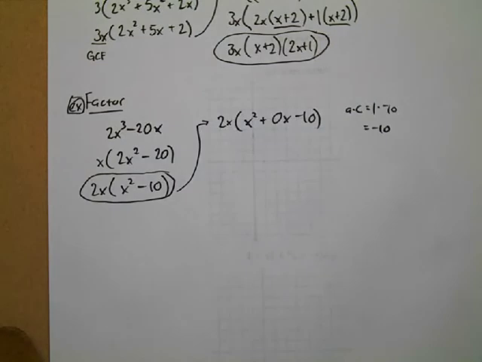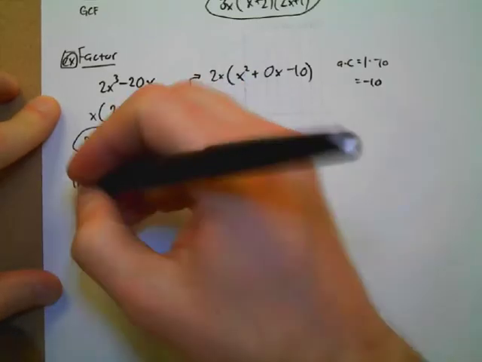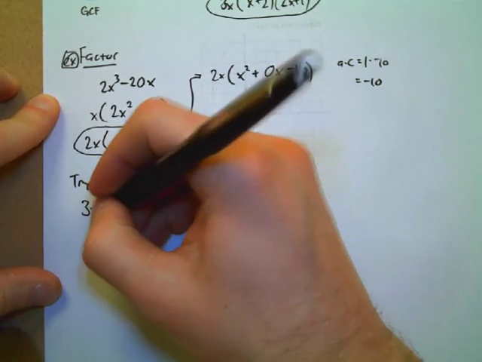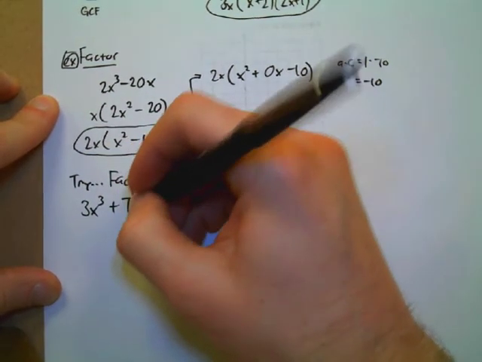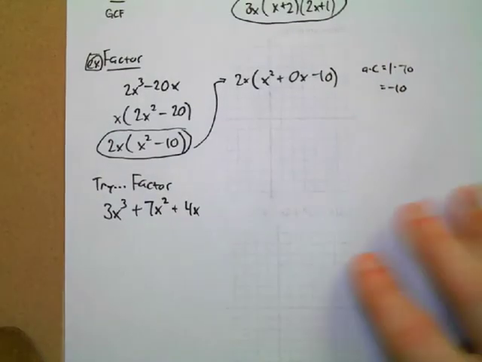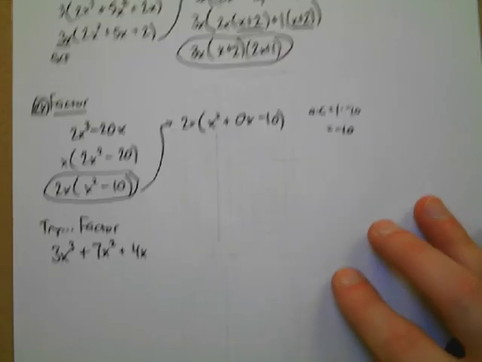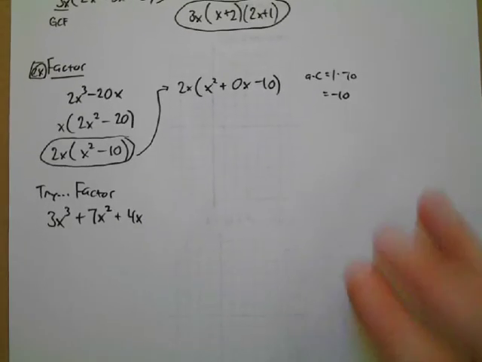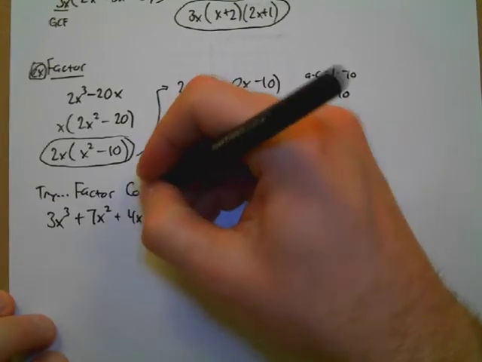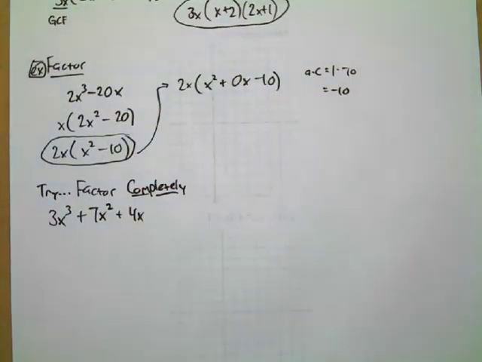All right. Let's have you guys try one. Okay, so you guys try this one. Again, just factor. Okay, so 3x to the third plus 7x squared plus 4x. Okay, and I'll zoom out a little bit so you can see. So there it is. So try and factor this, please. Factor as much as possible. I'm going to say factor completely. Factor as much as you possibly can.